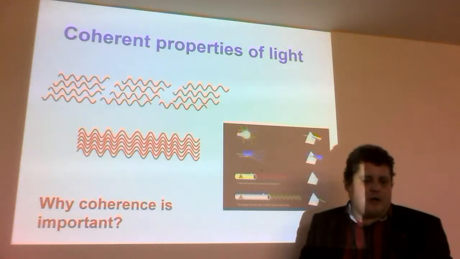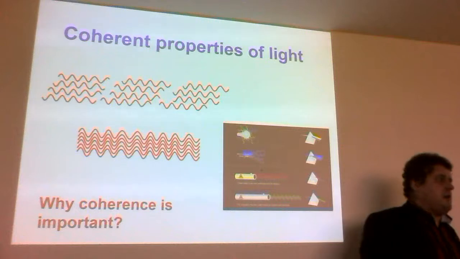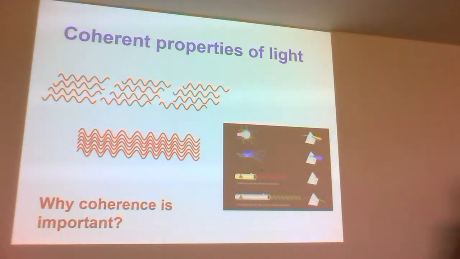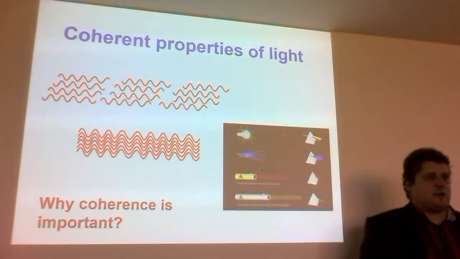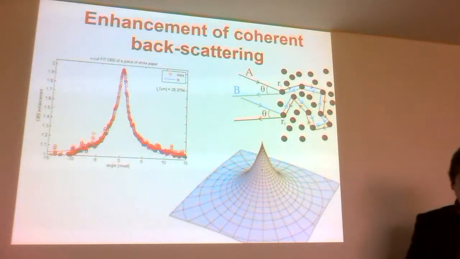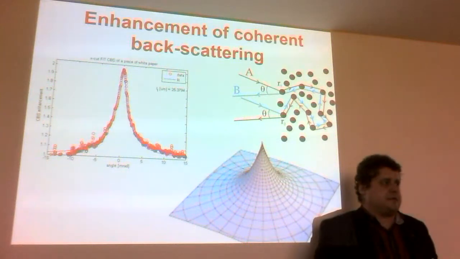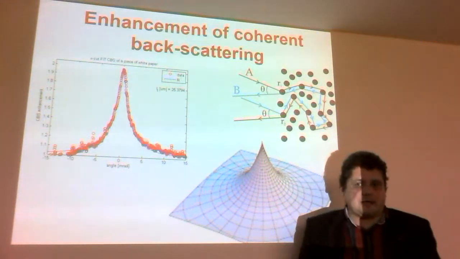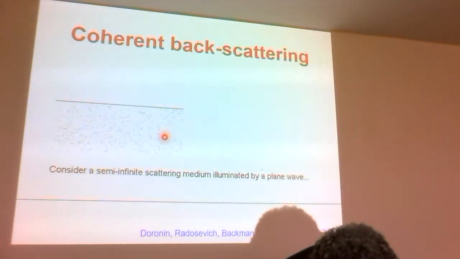Well, the question is, why is coherence important? Some years ago, we considered this fundamental phenomenon of backscattering of light associated with coherence, known as enhancement of coherent backscattering. What does it mean? Basically, this enhancement of coherent backscattering is represented as a peak of radiation that's scattered. But why does it happen? I think it's better to show it with this little movie.